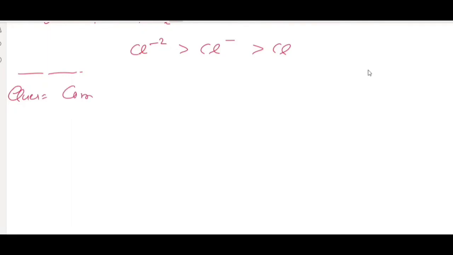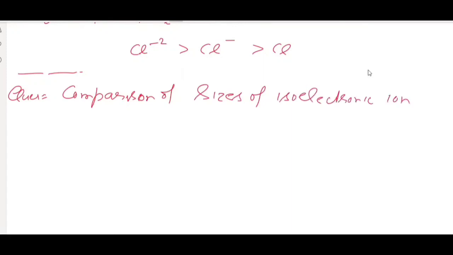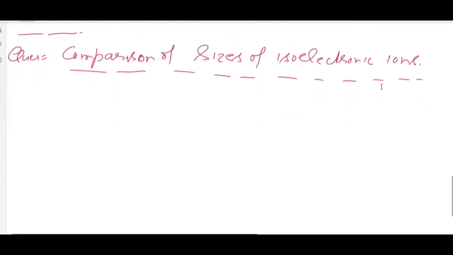थर्ड क्वेश्चन इज कंपैरिजन ऑफ sizes of isoelectronic ions. So first of all, what are isoelectronic ions? It is made up of two words, iso plus electronic. Iso means same, electronic means electrons. It means those ions which are having the same number of electrons, they are called the isoelectronic ions.